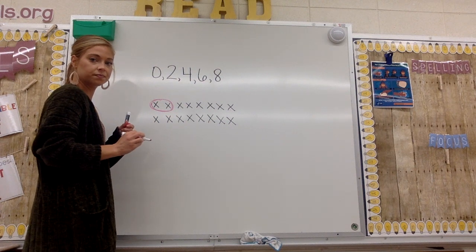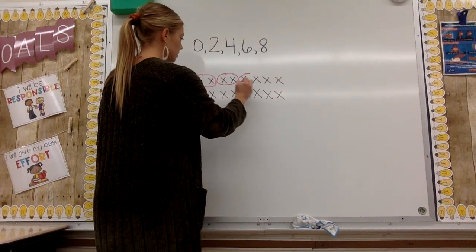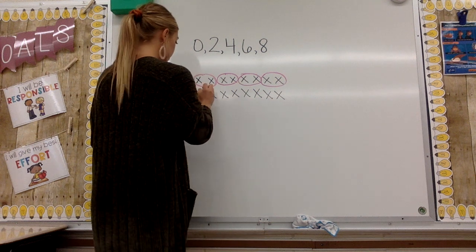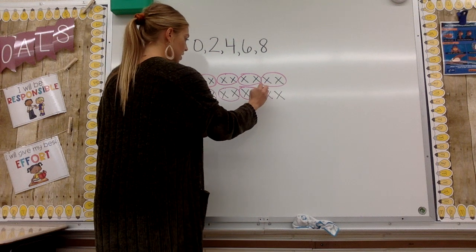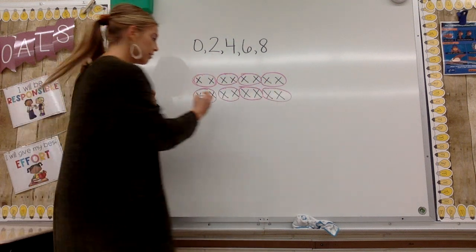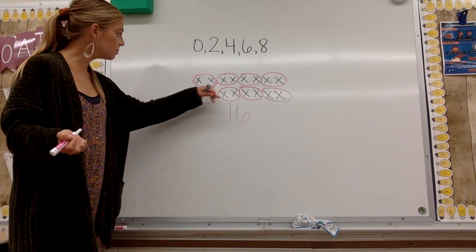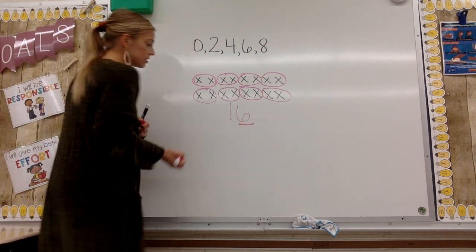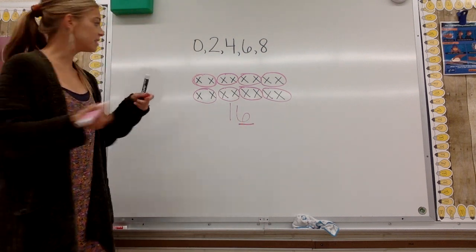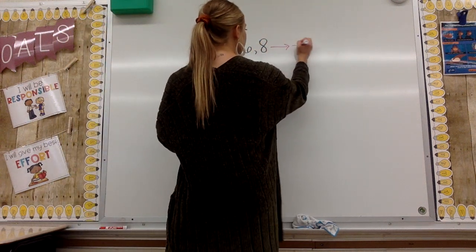There's one group of 2. I'll bring you a little bit closer. 2 groups of 2. There's another group of 2, another group of 2, another group of 2, another group of 2, and another group of 2. Oh my goodness! The number 16 is an even number because it can be grouped up into 2s. And it ends in a 6. So we didn't even really need to draw the X's because any number that ends in 0, 2, 4, 6, and 8 are even.